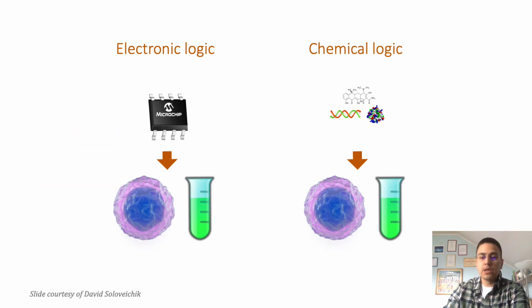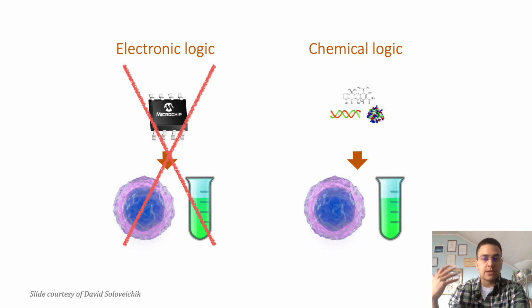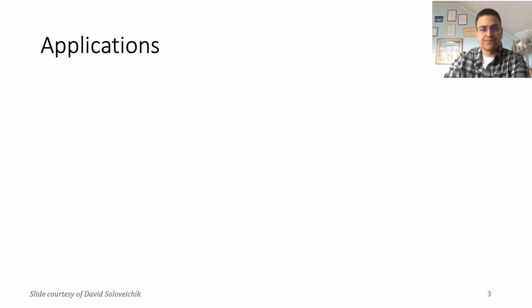So why would we even care about programming with chemistry? One fundamental reason is that we cannot embed electronic logic into biochemical environments, while chemical logic is naturally suitable and compatible with those environments. So why would we want to embed logic into biochemical environments? Well, there are many potential applications that would enable.